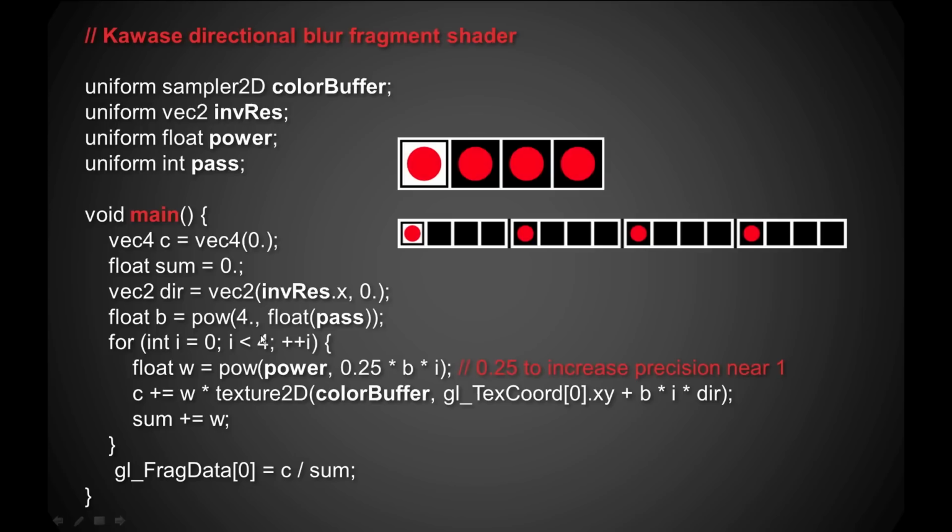And here you have the direction of your streak. In this example, it's horizontal. I took the inverse of the resolution just to know the size of my pixel. I'm going in the x direction, but you could go any direction. You could go oblique or whatever you want. I'm multiplying by i, and I'm multiplying by b. b is, for this pass, how far away I'm going to fetch it. And you just add it up, and you get effects like this.